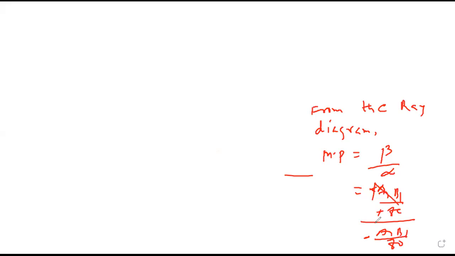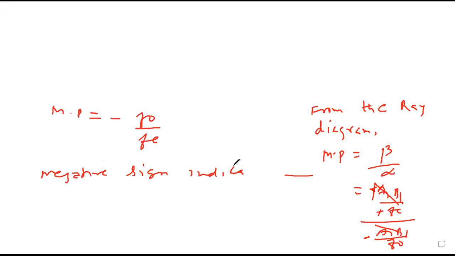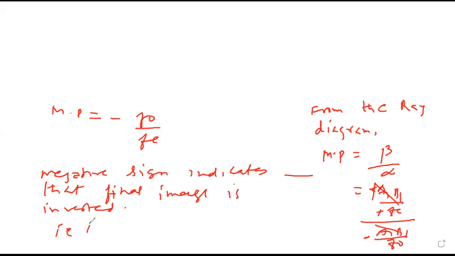So A1 B1 cancel, magnifying power is minus Fo upon Fe. Again the negative sign indicates that the final image is inverted. In magnitude, it is Fo upon Fe.